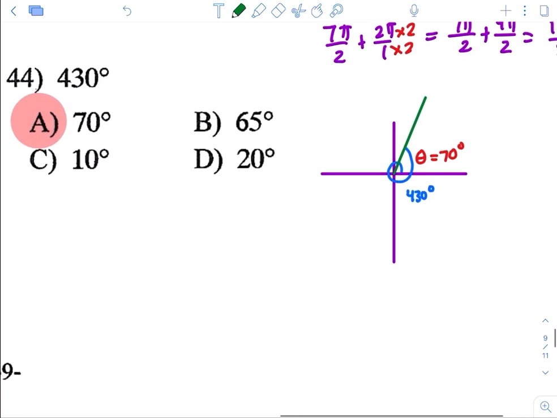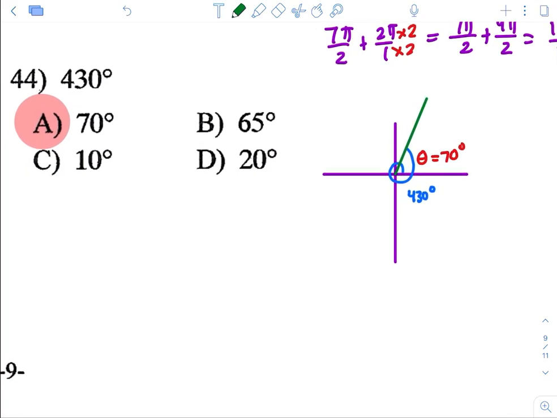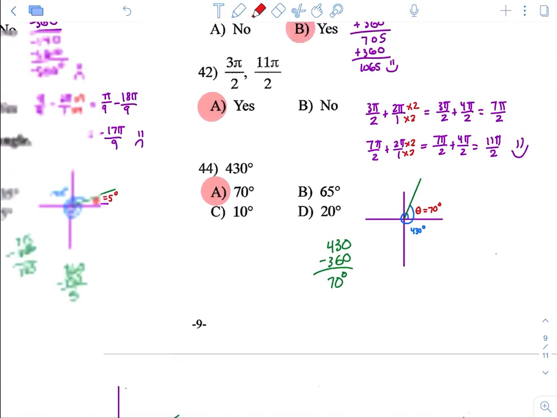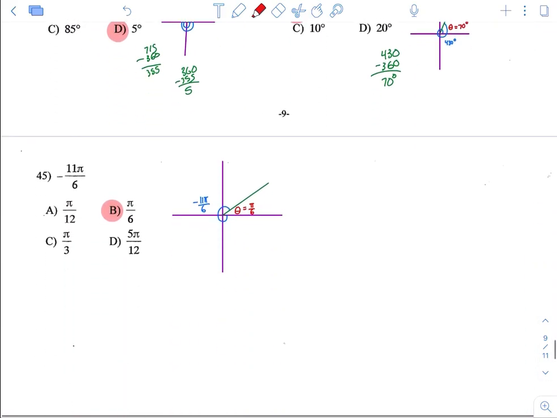44. Positive 430 degrees. I drew that rotation in blue. Since it already went a whole rotation, I should just subtract 360 because it just goes back to the same spot. So that's 70 degrees, and that's exactly the angle we're trying to find, because remember, the reference angle is what the terminal side and the x-axis make for the smaller angle. So that's 70. And lastly, 45.